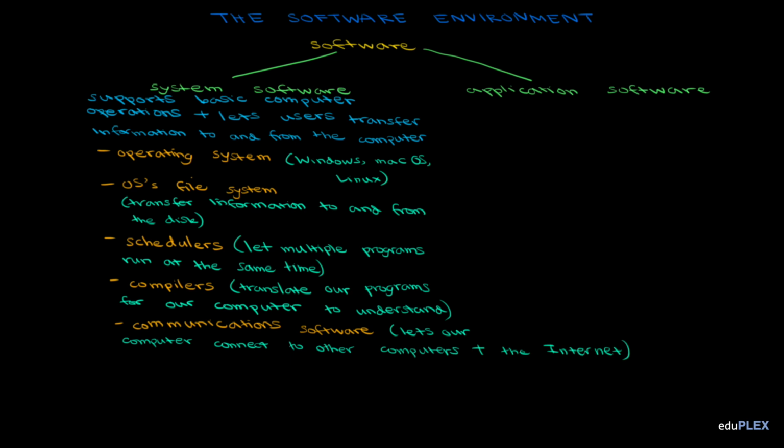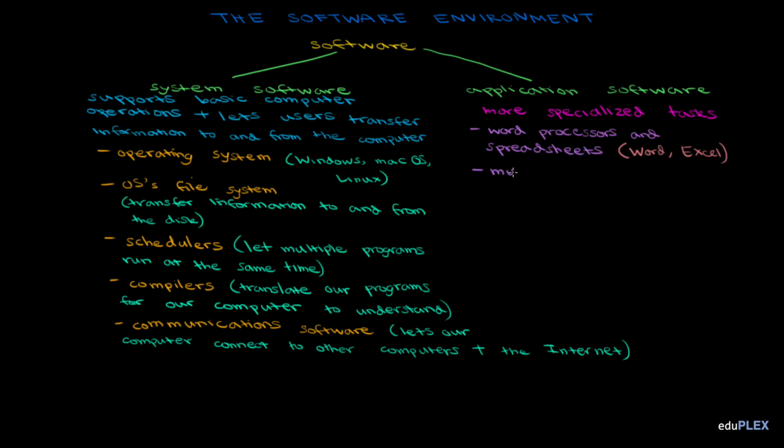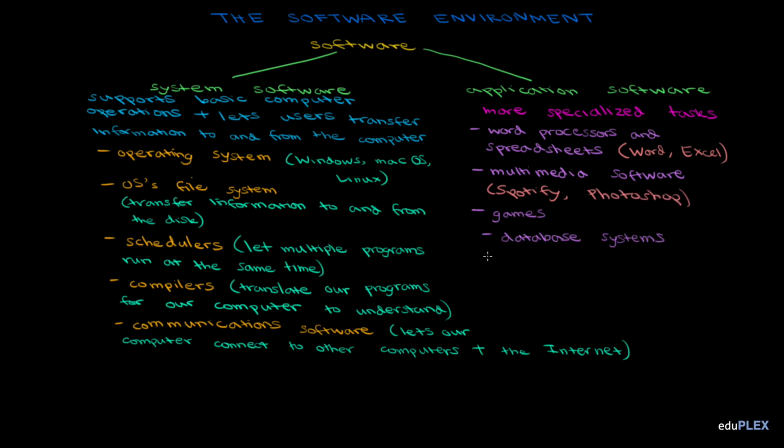The second category of software is application software, which lets us do much more specialized tasks. This includes word processors and spreadsheets like Microsoft Word and Excel, multimedia software for music, photography, and video like Spotify and Photoshop, games, database systems, basically all programs that we either write or download to accomplish specific tasks.